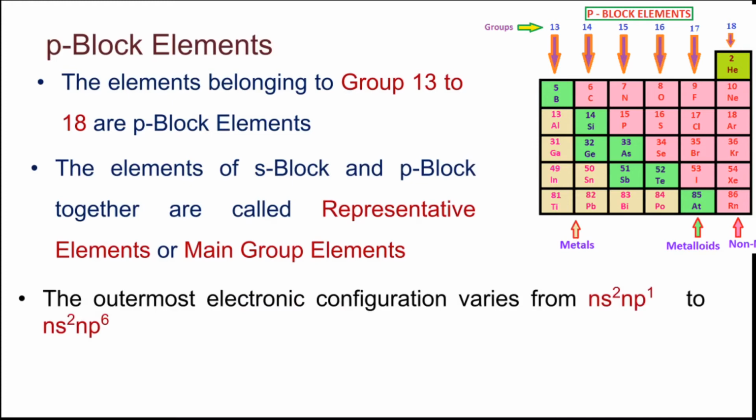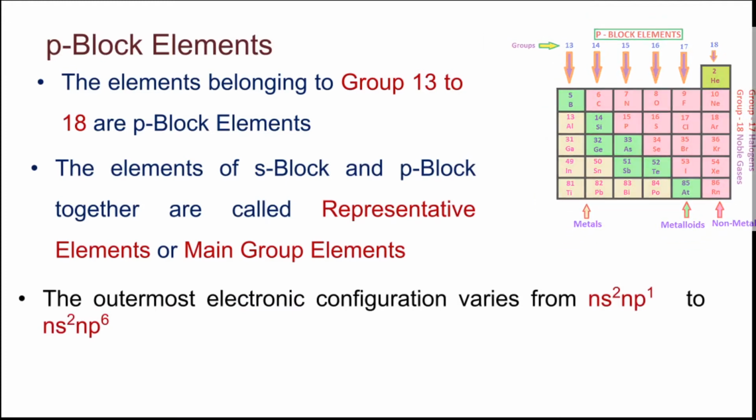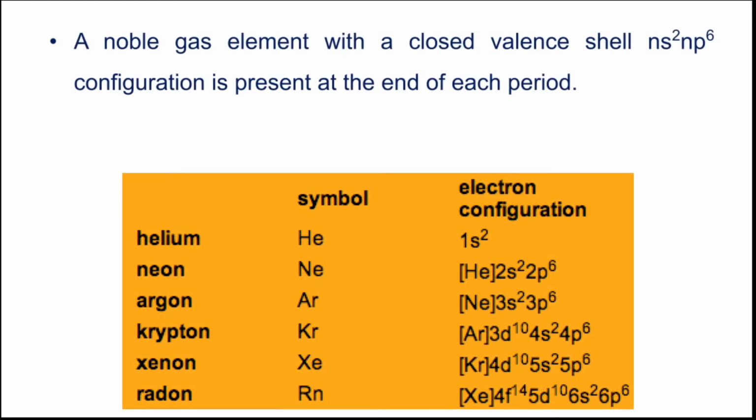So in boron's case it is p1, then in carbon's case it will be p2. Like that it will go, and when it reaches the noble gases, you will have an np6 configuration, meaning the p orbital will be completed. A noble gas element with a closed valence shell ns2 np6 configuration is present at the end of each period.